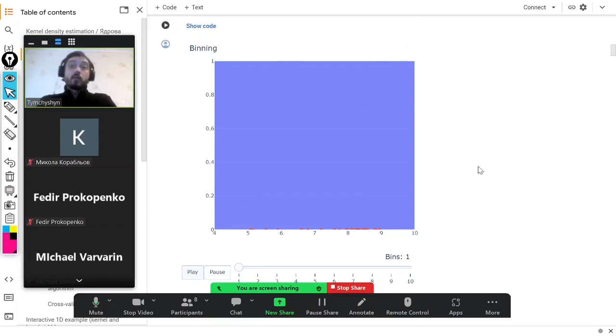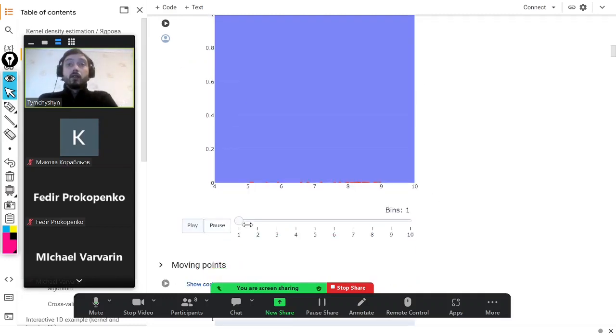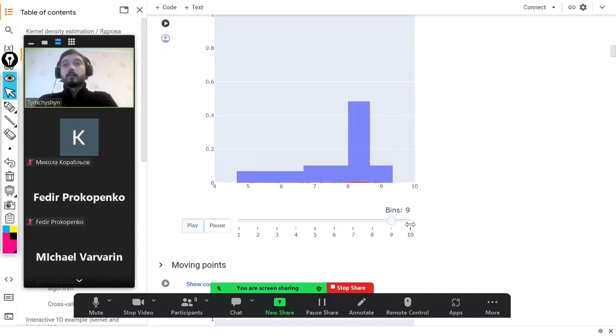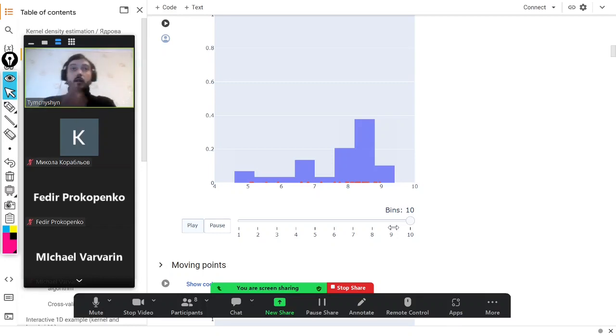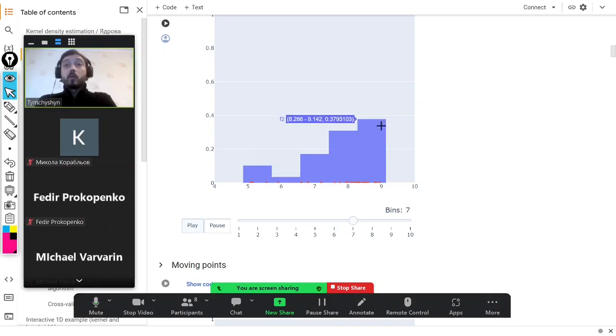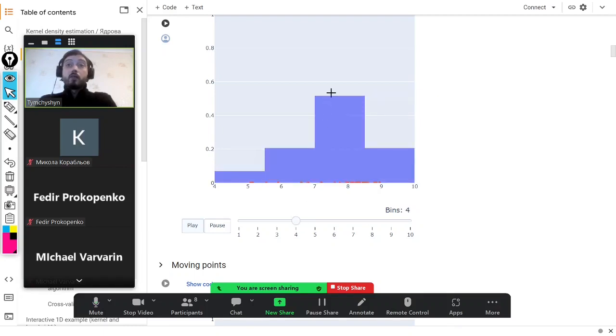This is just one bin, so all points are placed in one bucket, and basically nothing interesting can be seen. Okay, let's try taking 2, 3, 4, and you might see that depending on the number of bins, you get very different representation of the distribution. This one looks like a bimodal distribution with one mode here and one here. This one looks more like a unimodal distribution. So depending on your choice of number of bins, you might get very different results.